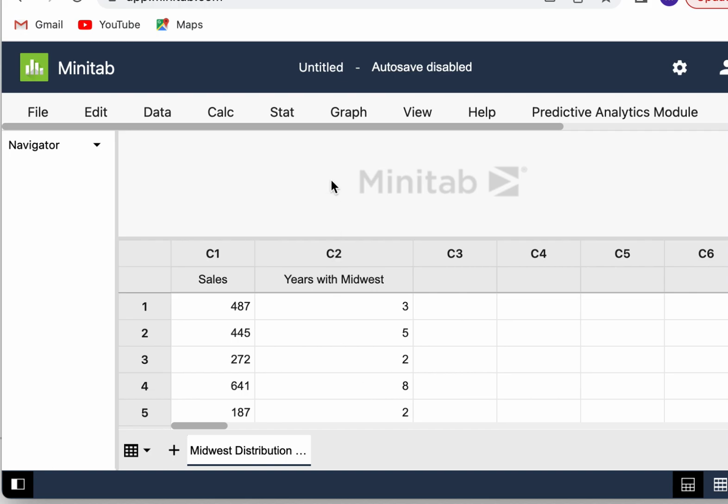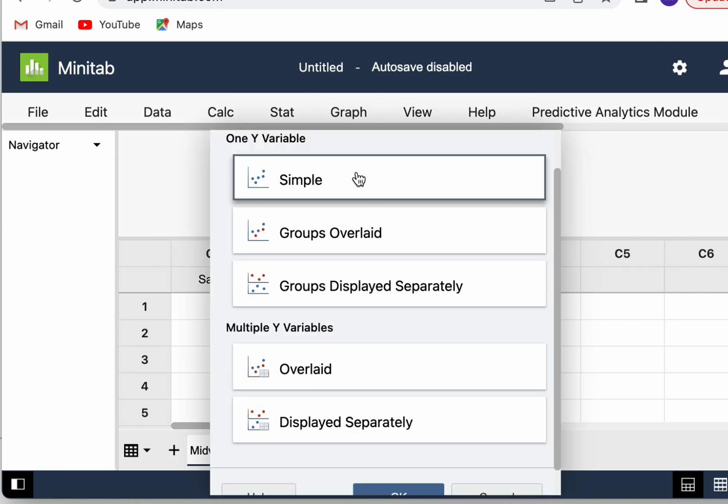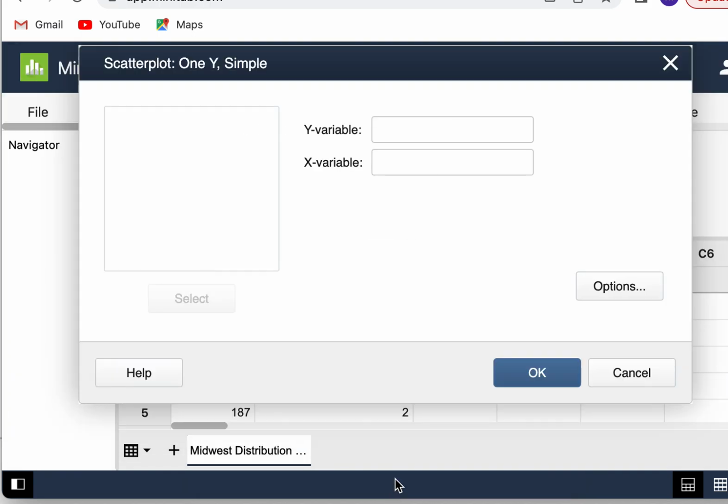So what we are going to do first is look at a scatter plot. We can make a scatter plot by going to Graph, and then you'll see the option for Scatter Plot there. We just want to click on the simple one and then click OK.